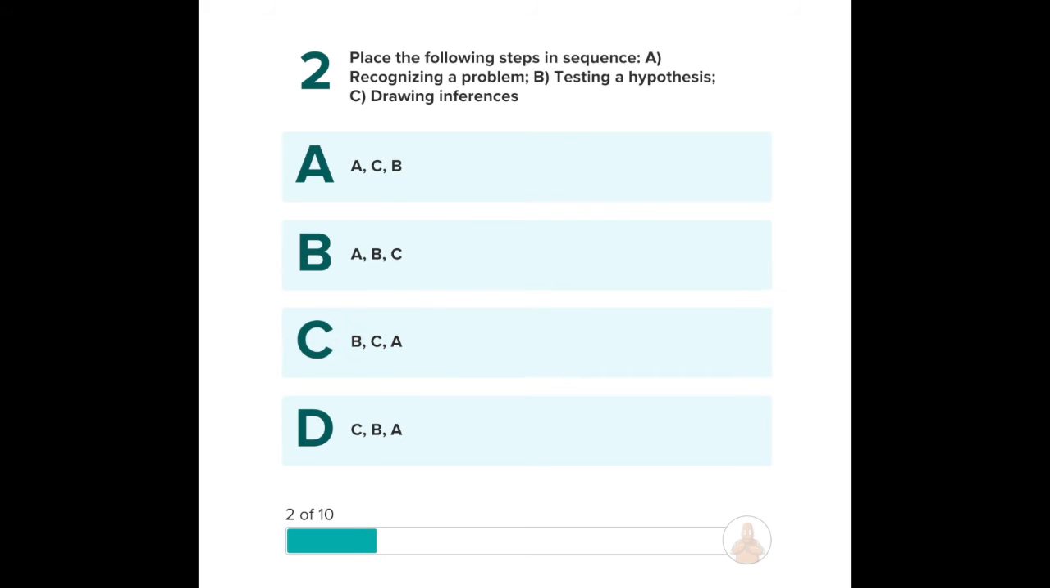Number 2. Place the following step in sequence. A. Recognizing a problem. B. Testing a hypothesis. C. Drawing an inference. The order would be A, recognizing a problem. After you recognize a problem, you will make your observation and inference. Then you test your hypothesis. So the correct order would be A, C, and B.